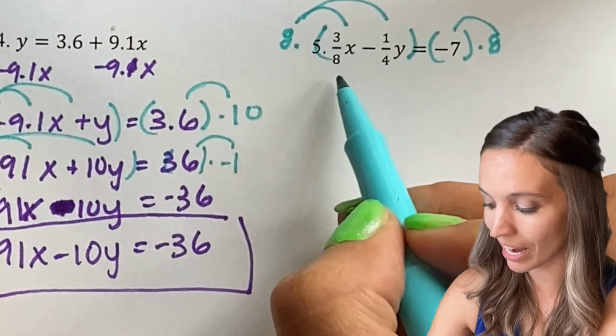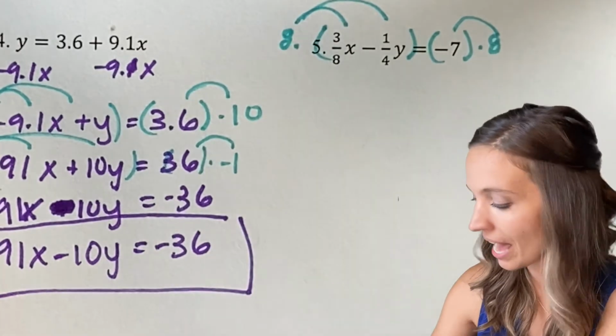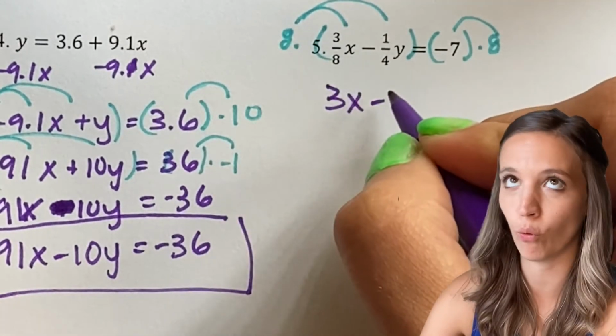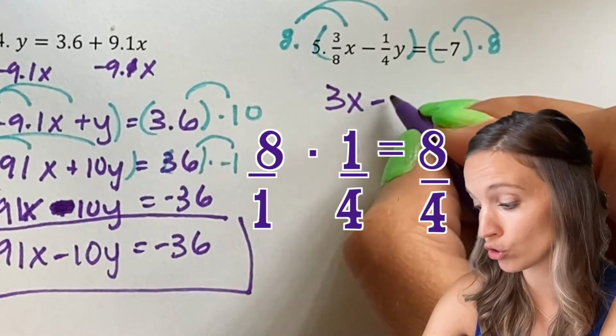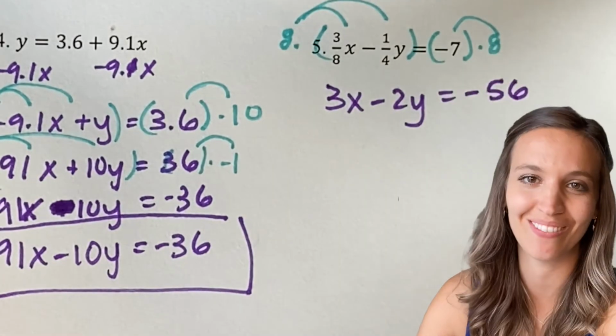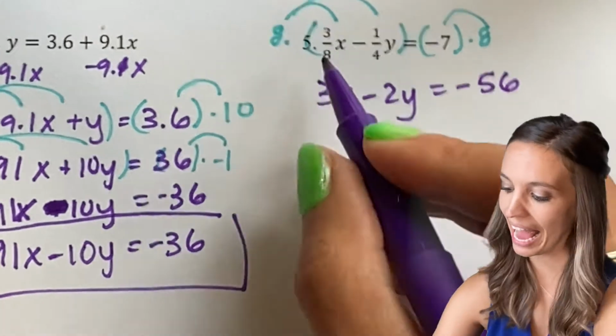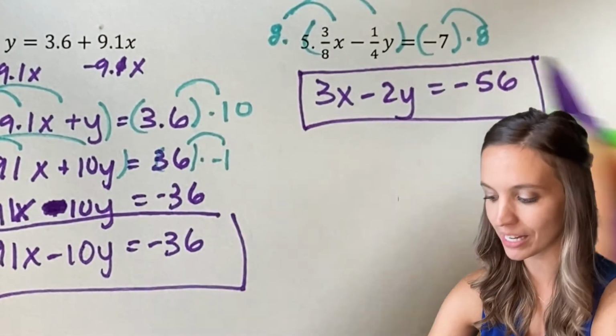So 8 times 3/8, my 8s would divide out and I'd have 3x minus 8 times 1/4. Well, 8 times 1 is 8, 1 times 4 is 4, so 8 divided by 4 is 2. y equals negative 56. Woo! Look, and my a is positive, so I officially have my standard form.